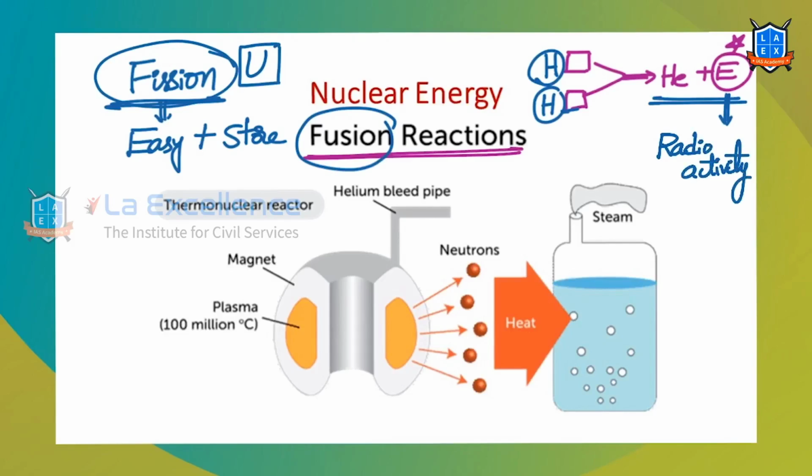But what is the difficulty? Why are most of our nuclear power plants using fission technology? Because fusing these two atoms together takes a lot of energy. That's why it is very difficult. Let's take this one, the thermonuclear reactor. We have a particular experimental reactor called International Thermonuclear Energy Reactor, also called ITER.